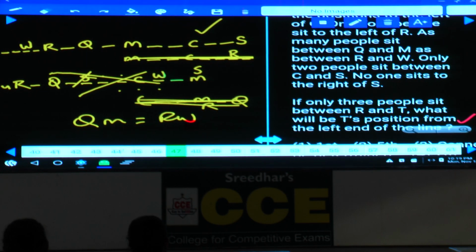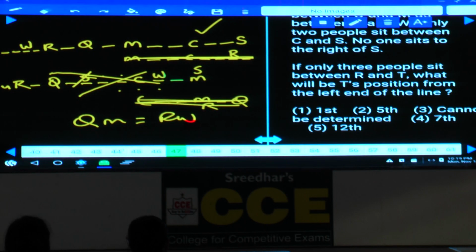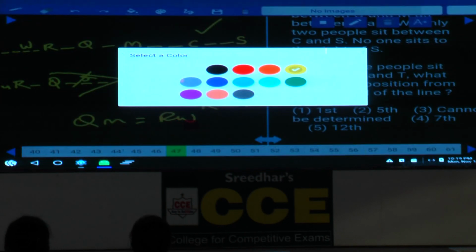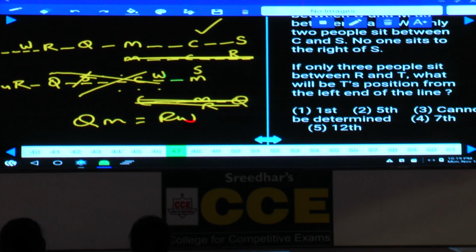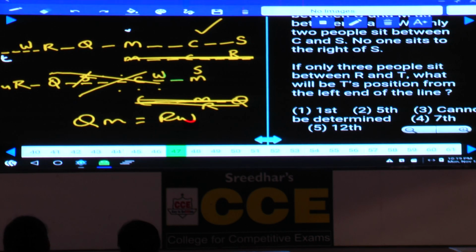Then question number 47. If only 3 people sit between R and T. Now in between R and T, how many people? There must be exactly 3 people. Hence T can be either here, 1, 2, 3. And T cannot be in the place of M. Then what will be T's position from the left hand? First from the left hand, choice 1. T's position is first from the left hand, that is choice 1, 47.